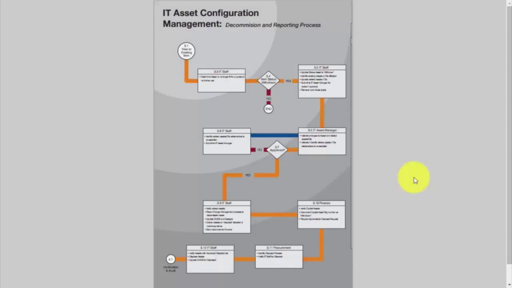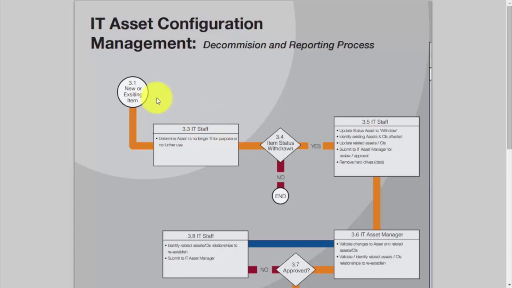The final step in the life cycle of assets and configuration items will be the decommission and reporting process. This diagram is going to show us information about the detailed steps that make up that process. Recall that both new items and existing items will flow into this step, as this step is just a part of the ongoing life cycle.